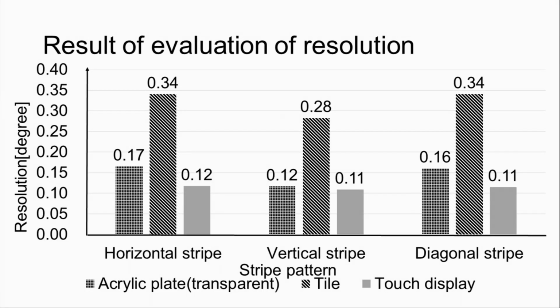The measurement results are shown in the figure. The numbers in the graph are the visual angles obtained by converting the average of the lowest thresholds when black stripes and white stripes were visible. The resolution of the mid-air image formed with porcelain tile was the worst.